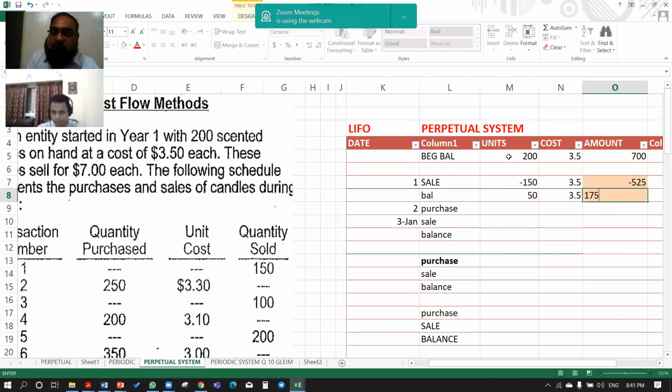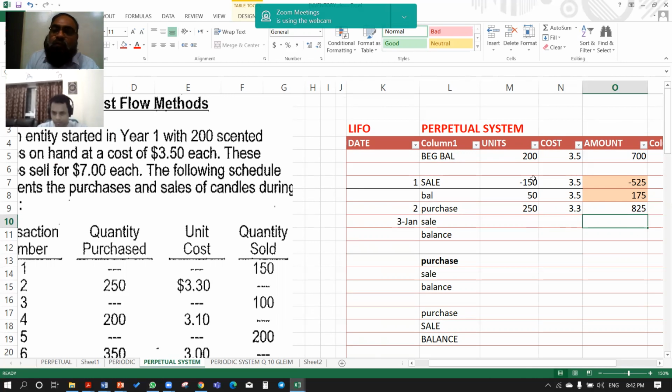So next we have a purchase, purchase of 250 units at the rate of 3.3. Value will be 825. Now a sale is coming. After the 250 we have 100 units sold, 100 units we have to sell.